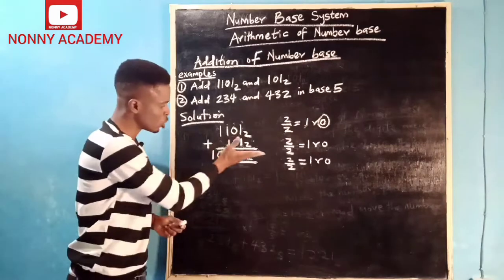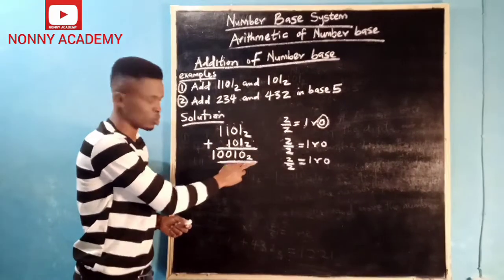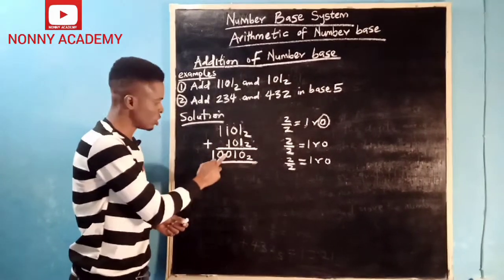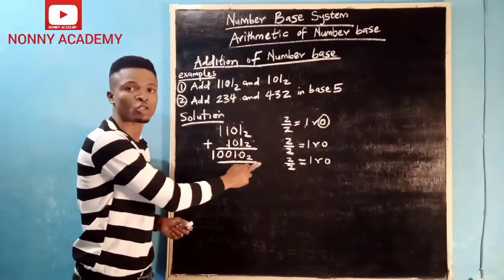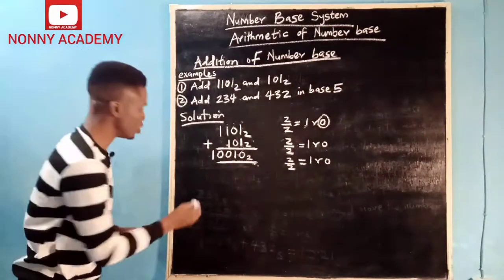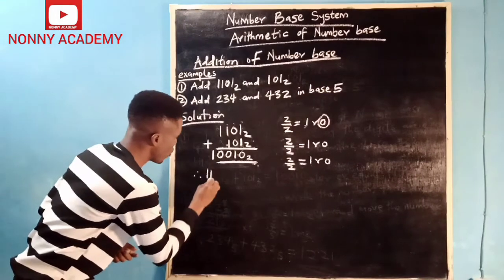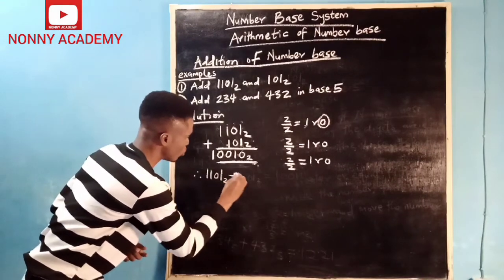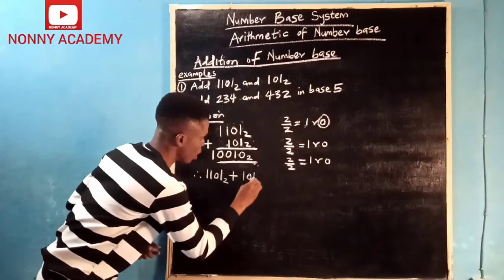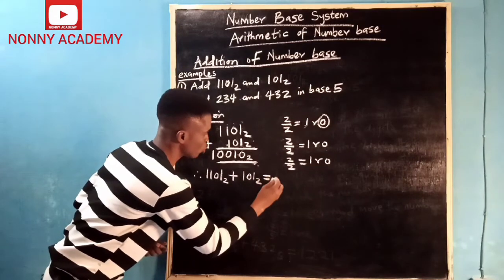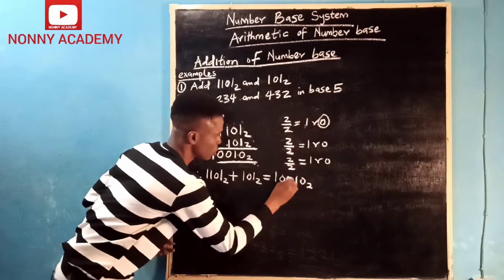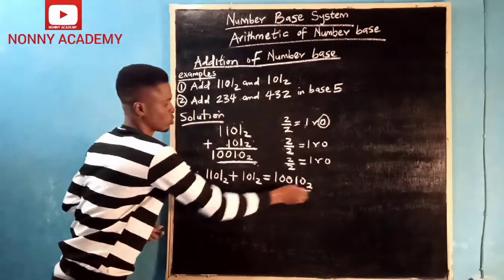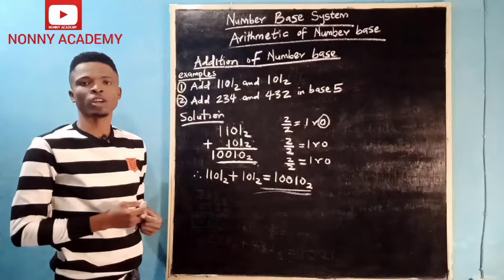If you take a look at this, you will see that 1 is less than 2, 0 is less than 2, 0 is less than 2, 1 is less than 2, and finally 0 is less than 2. Then my final answer will be 1101 base 2 plus 101 base 2 is equal to 10010 base 2. This is my final answer.